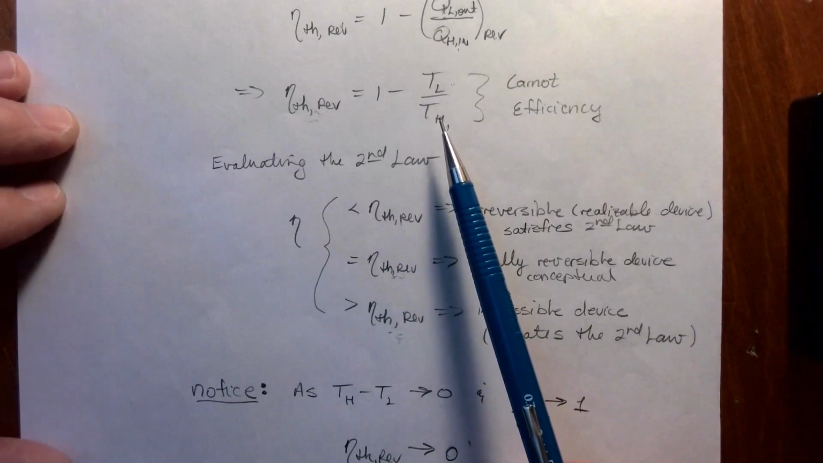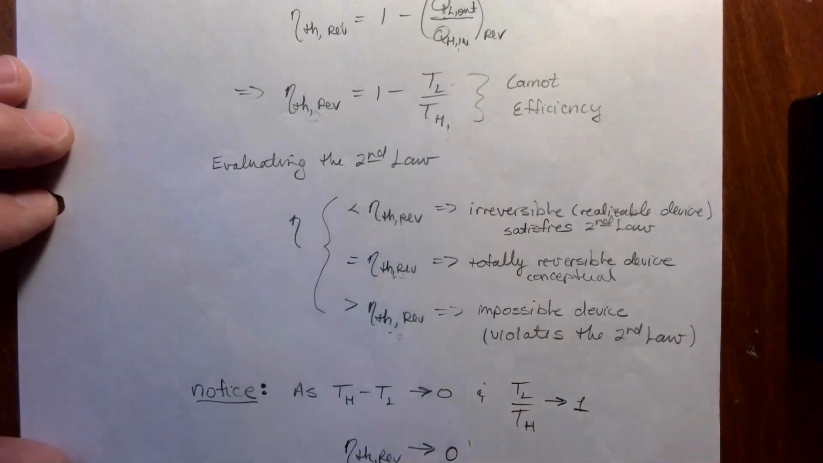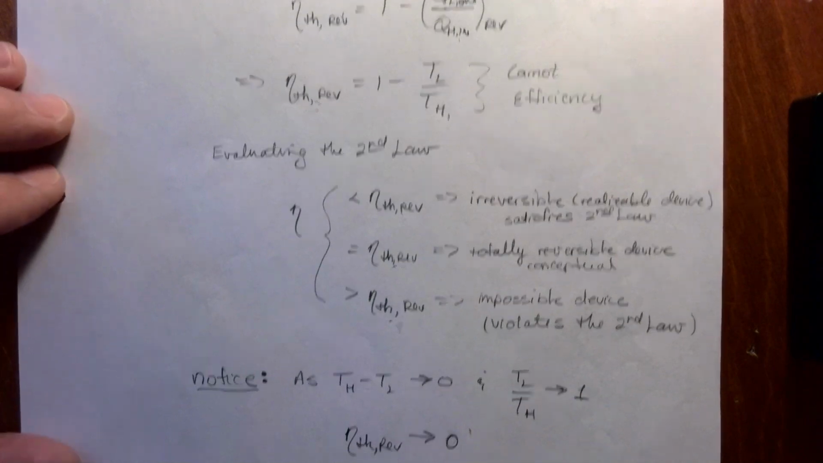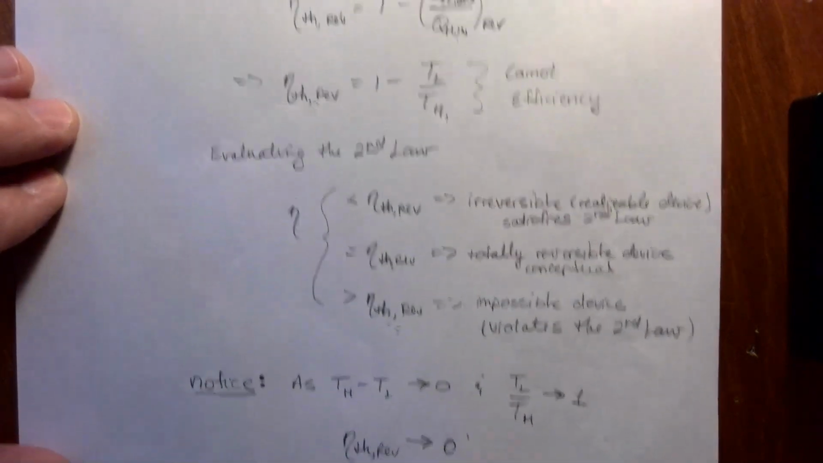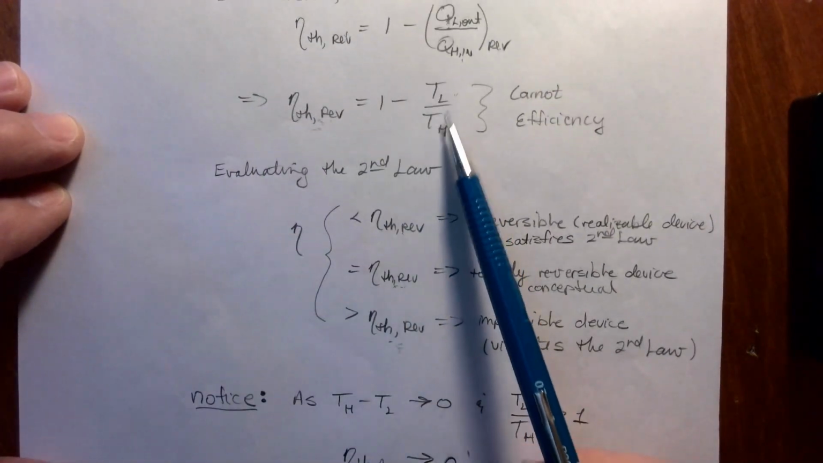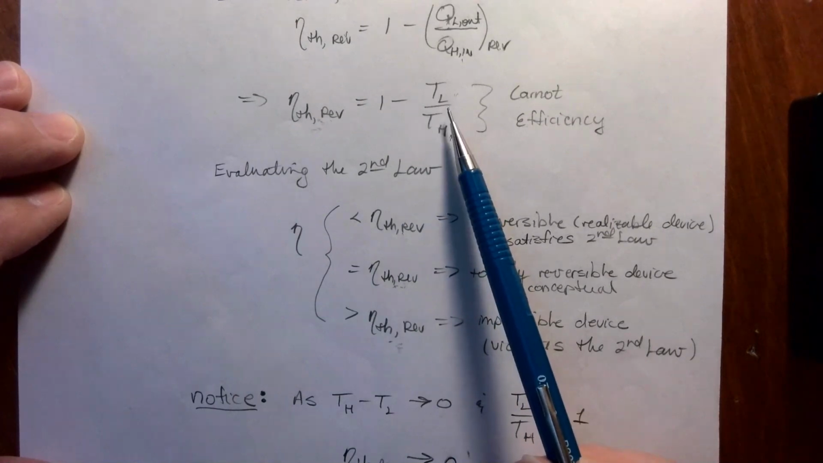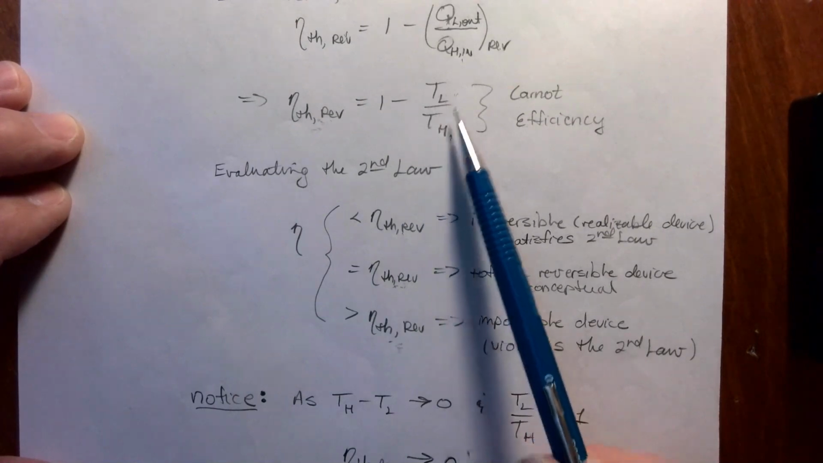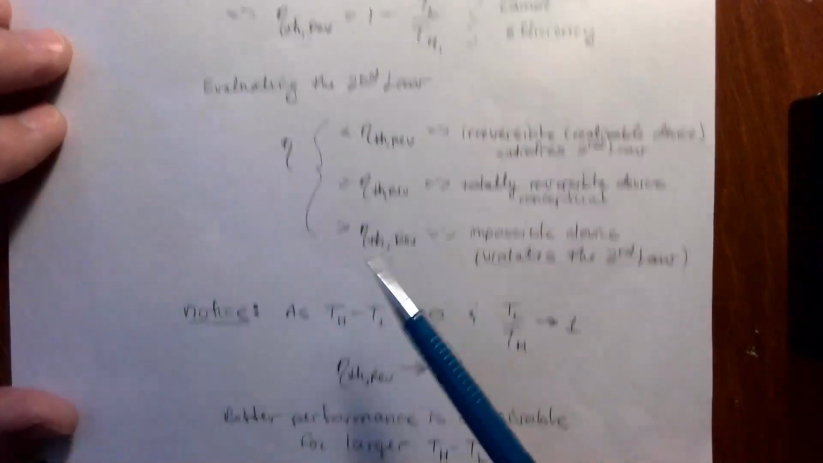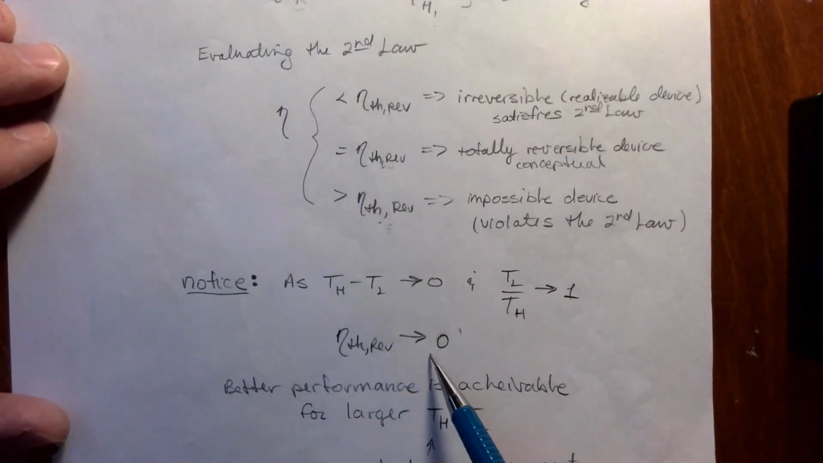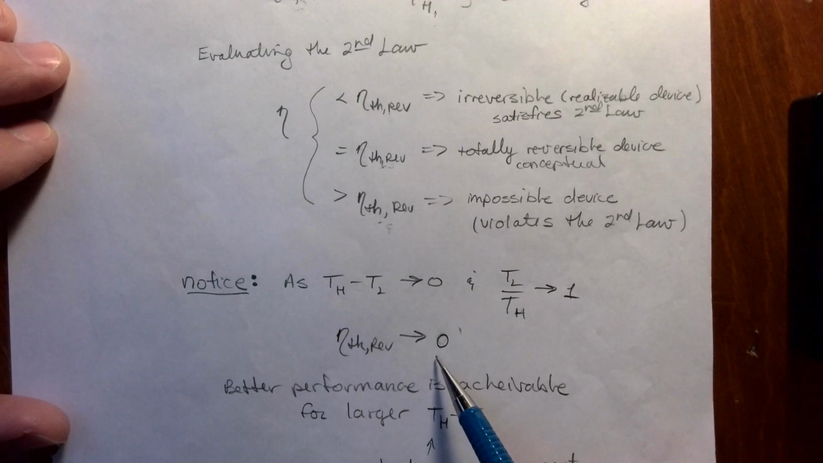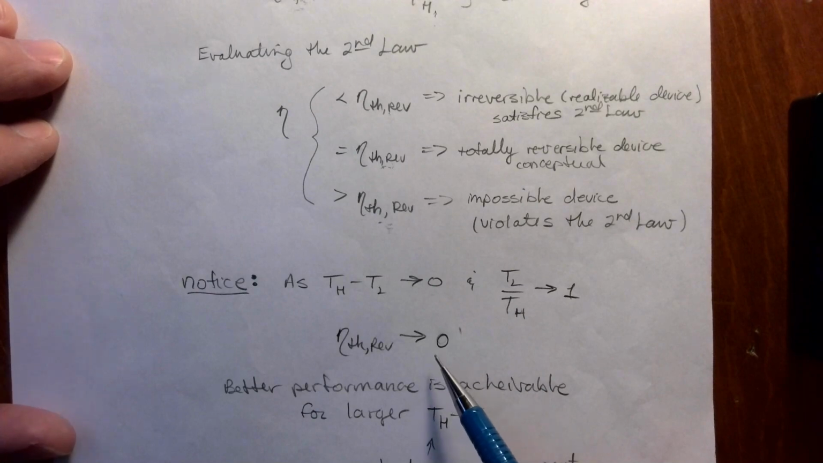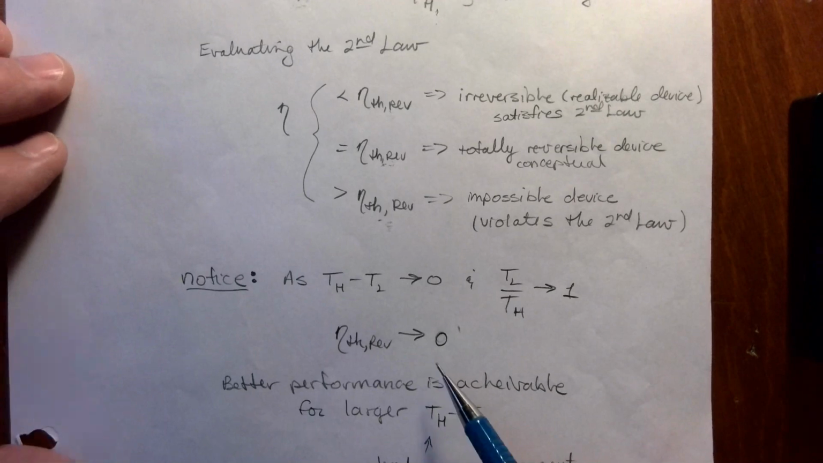So let's consider how this function depends on TL and TH. Notice that as TH and TL come together, so our temperature difference is reduced, this ratio approaches 1, and so we get a thermal efficiency of 0. So we actually cannot produce any energy if we don't have a temperature difference. That seems logical considering our previous discussion about the second law.